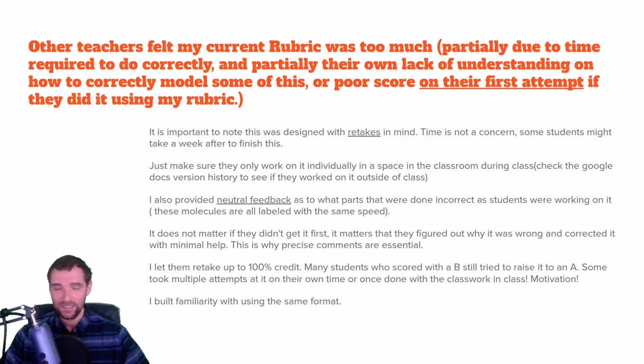So if you have a study hall kind of thing, which the school I was at did, that works very nicely for that. If you don't, you may need to have some separate space in your room for students to work on this during class.